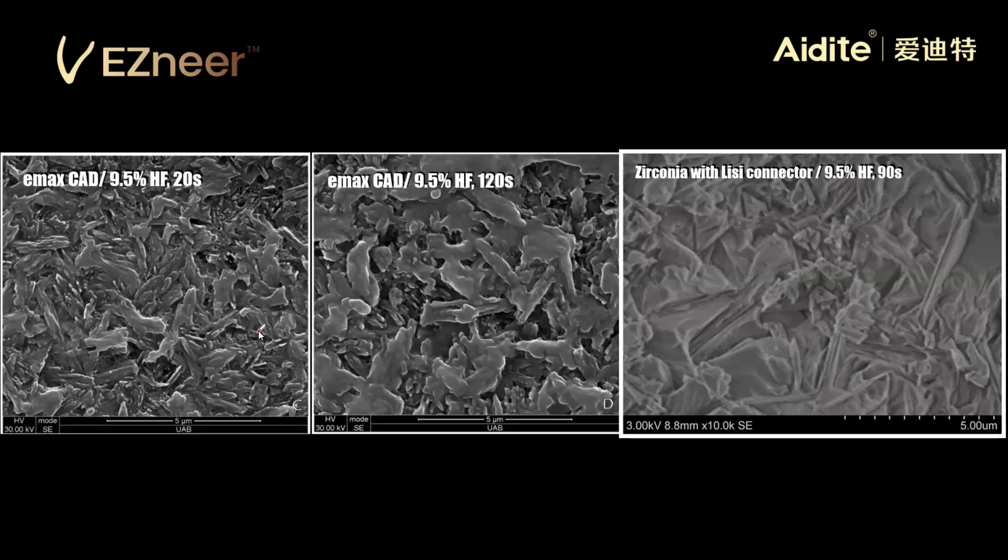This part is how the EZneer and Lisi Connect work. It just changes the bonding surface from zirconia to glass ceramics. So our doctors don't need to change their etching way or bonding way, just like Emax, just like glass ceramics bonding.